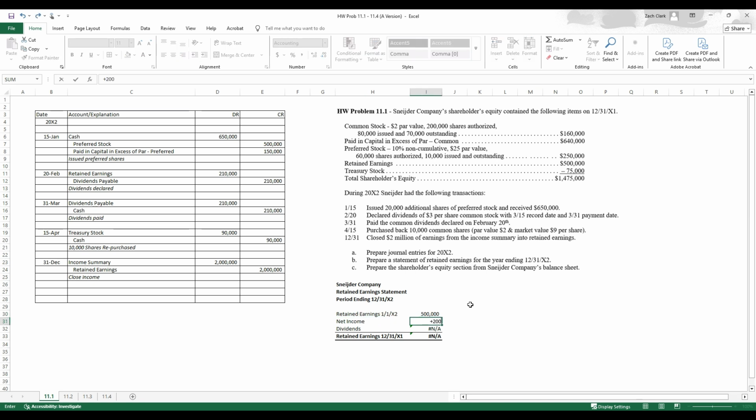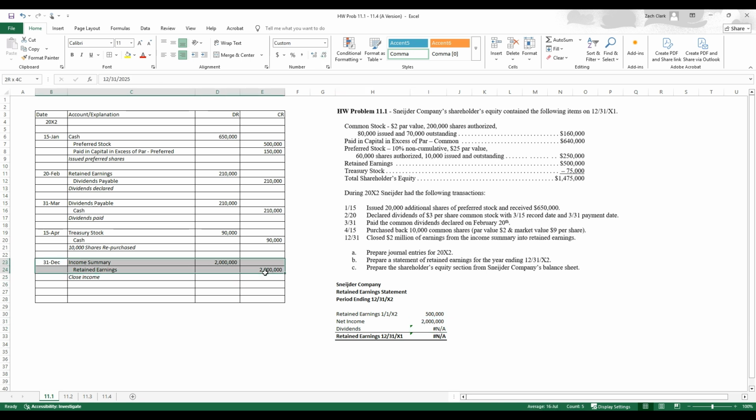Net income here, it said, was $2 million. That's what we closed in. That's what that journal entry was doing for us there. And then dividends payable, we paid out $210,000, and that was indicated in our information here. And remember, retained earnings.